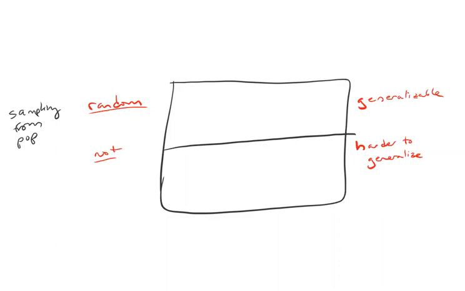So if you sample from a population randomly, you get generalizable results. If you sample from a population not randomly, it is much harder to generalize. Then we have this idea that once you have a sample, you might be assigning groups.